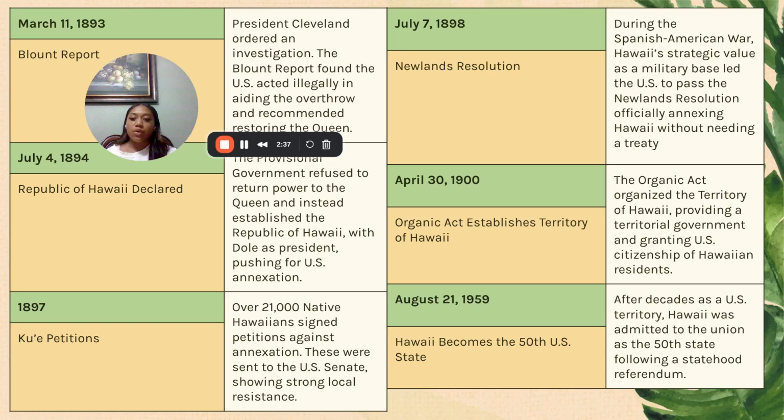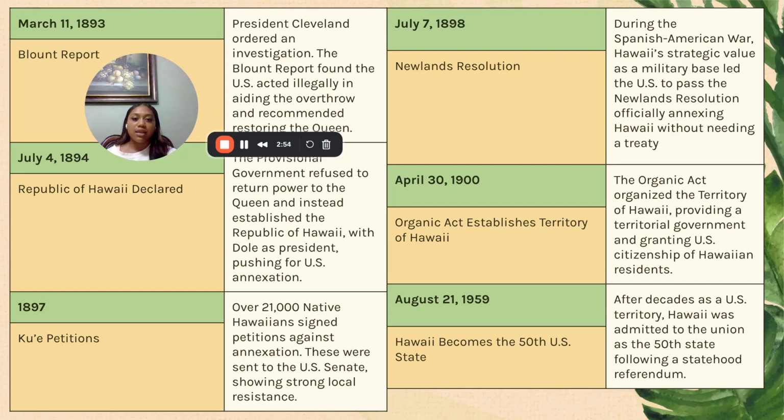1897. Kue petitions. Over 21,000 Native Hawaiians signed petitions against annexation. These were sent to the U.S. Senate, showing strong local resistance.